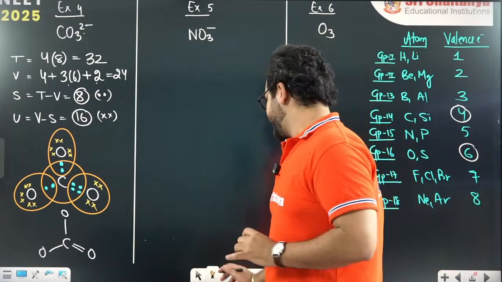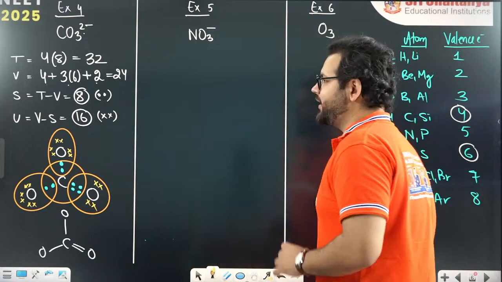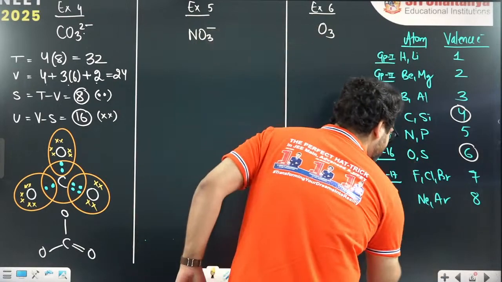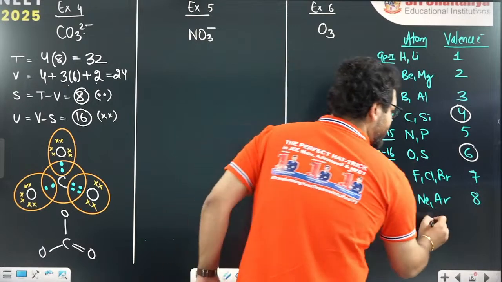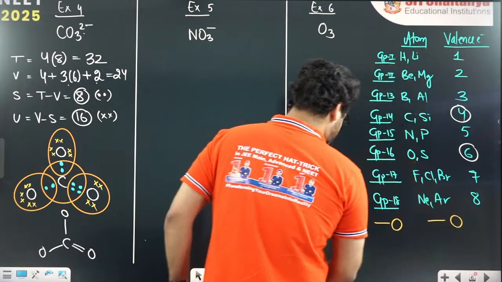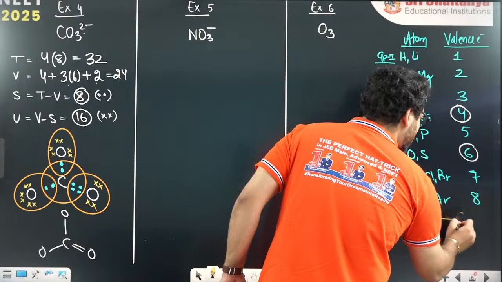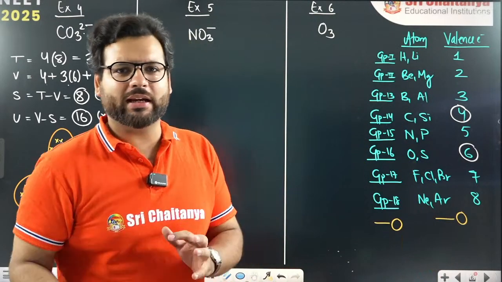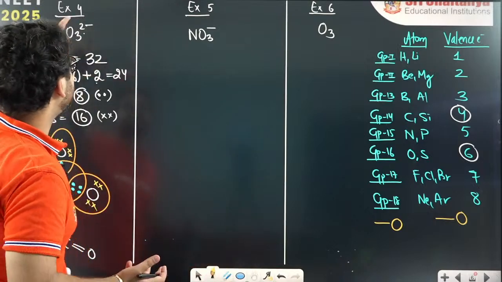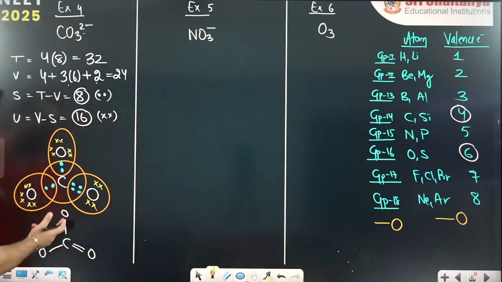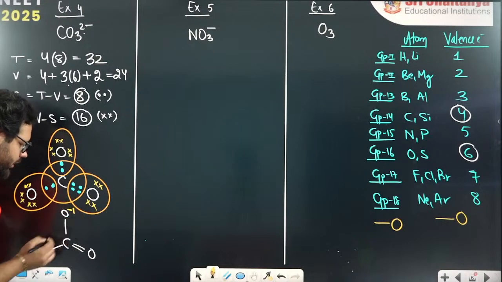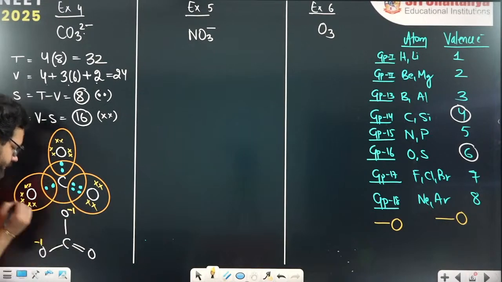Now remember beta, whenever oxygen is a single bonded oxygen, what should you do? Oxygen will always say, give me a negative charge. If you have a negative charge, you give it. So oxygen is single bonded, says give me -1, you give it -1. Here also you give it -1.